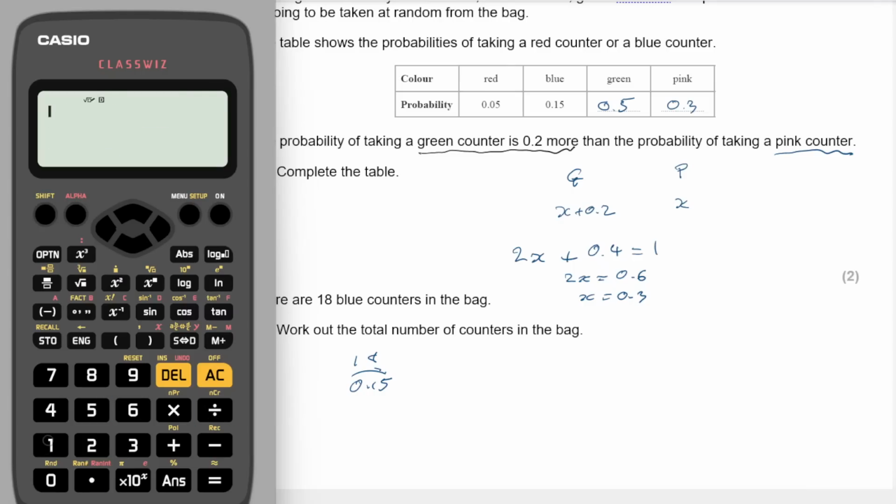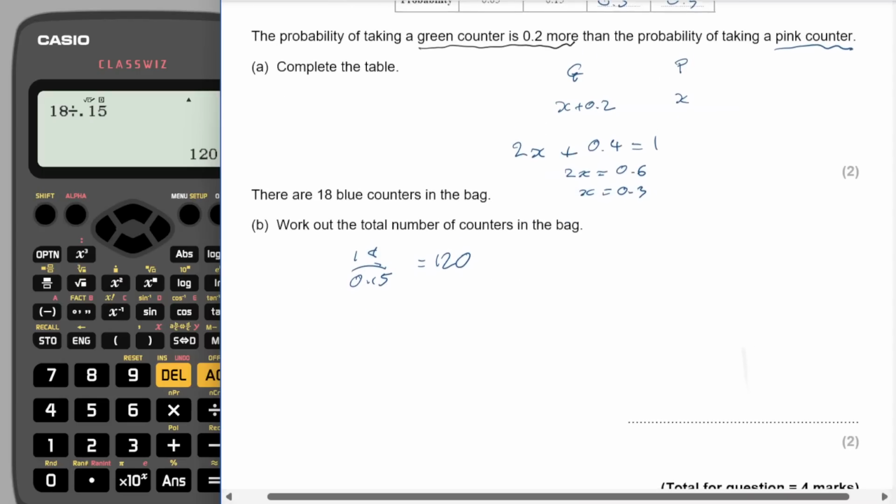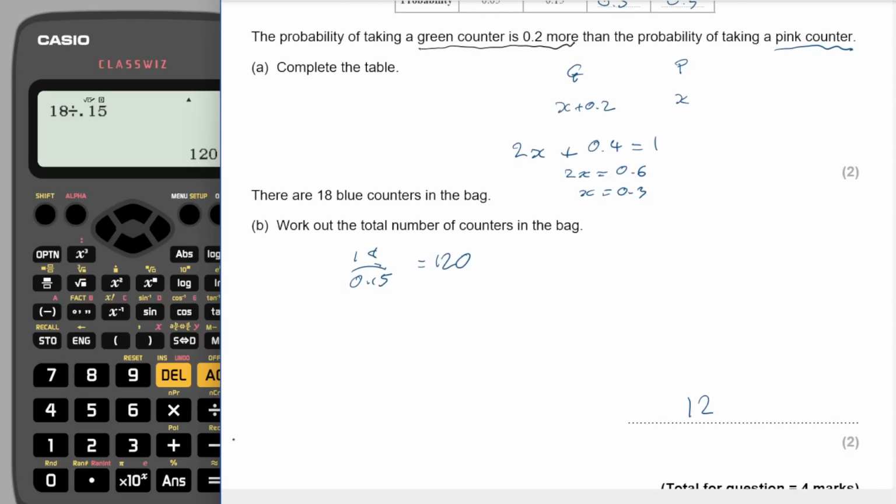Again, let's actually go into the calculator mode this time. Gives us 120. Not the only way you can do it, probably the quickest way on a calculator paper though.